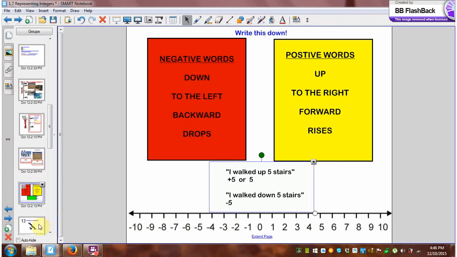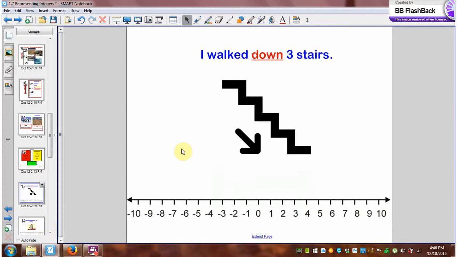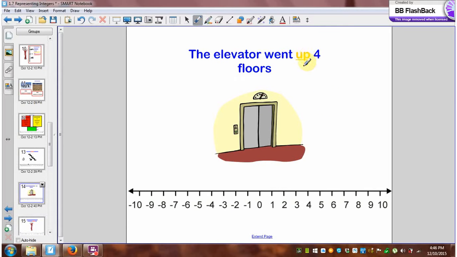Okay, so here's some more examples. Make sure you have this written down before we move on. If not, we're ready to go. No need to write this down. Here's just some examples. So I walked down 3 stairs. So down is a negative word, so that would be negative 3. Okay, and on our number line we see negative 3 right here. Okay, the elevator went up 4 floors. So up is a positive word, positive 4. And our positive 4 is above the 0, to the right of 0, right here.